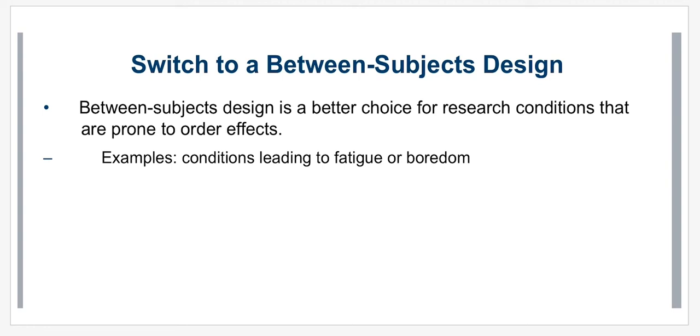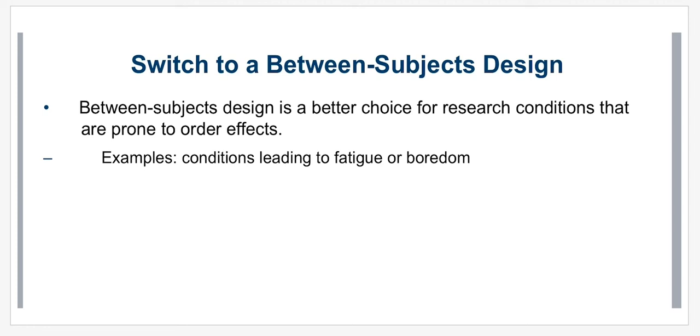Now, another alternative is switching to a between subjects design. There are variables and situations that are more prone to these order effects, and in those situations, it may be better to change to a between subjects design. As we talked about in chapter 8, a between subjects design is almost always an option, right?